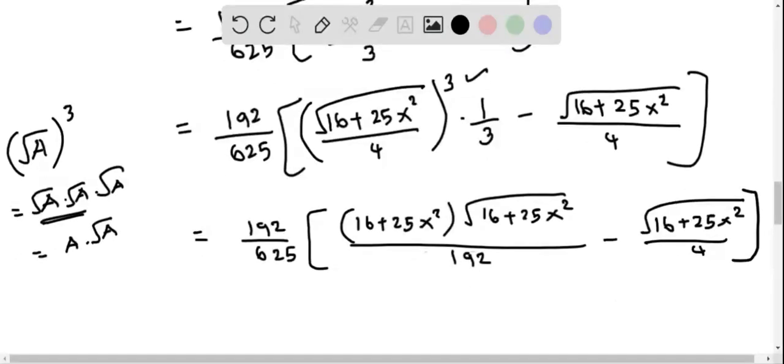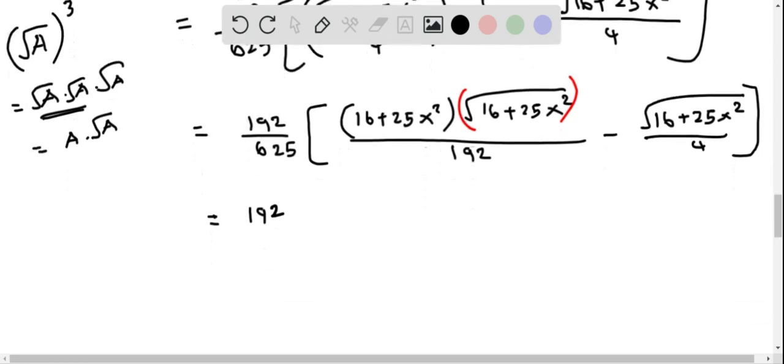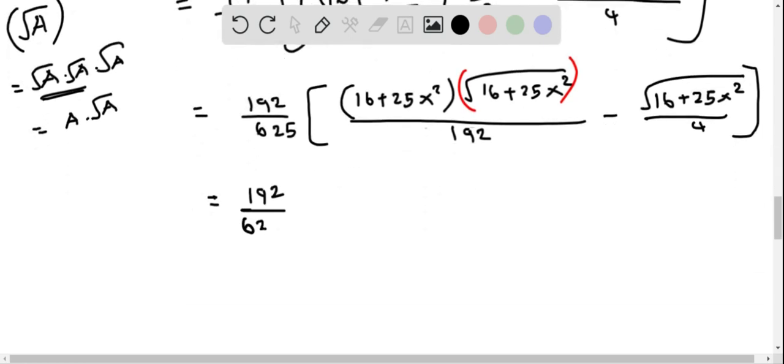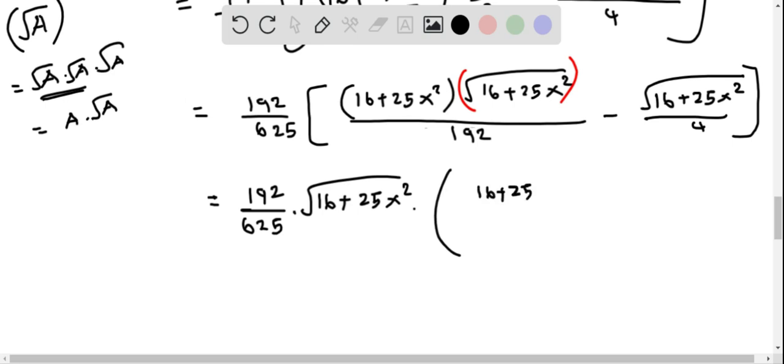We can now see that we have a common factor, this square root expression. We can factor it out of this big square bracket. So let me do that. When we do that, we get 192 over 625 times the square root of 16 plus 25x squared. I'm just factoring this out, and when we do that, we will be left with 16 plus 25x squared over 192 minus, since we have factored out the square root expression, this will become 1/4.